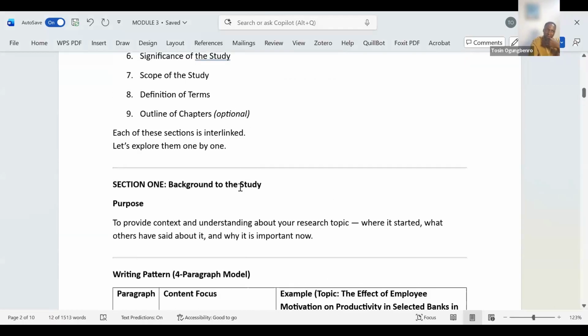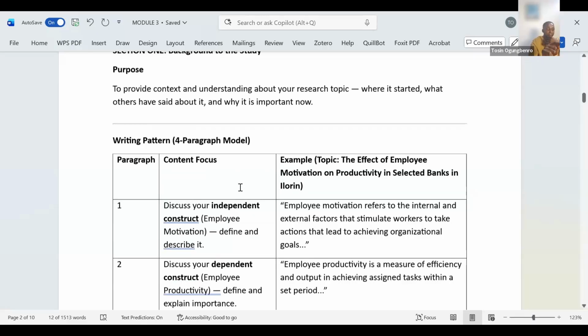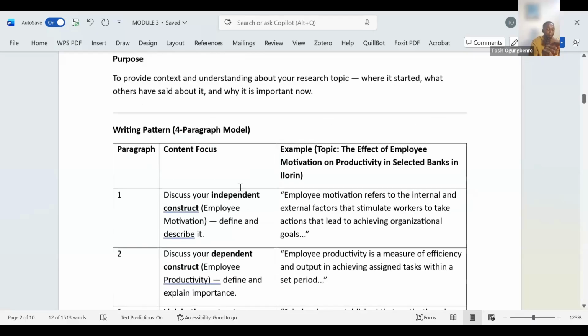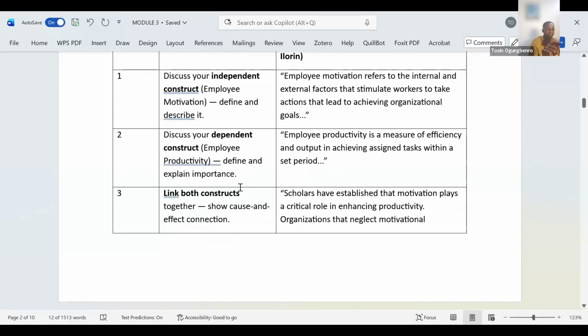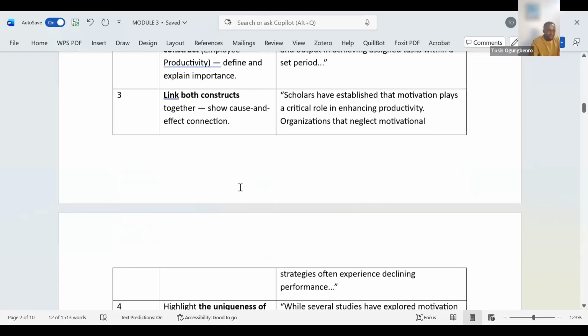So, background to the study. The purpose of the background study is to provide context and understanding about your research topic, where it started, what others have said about it, and why. This is a breakdown of the components of your background to the study.